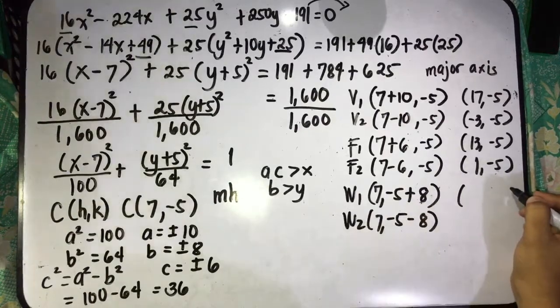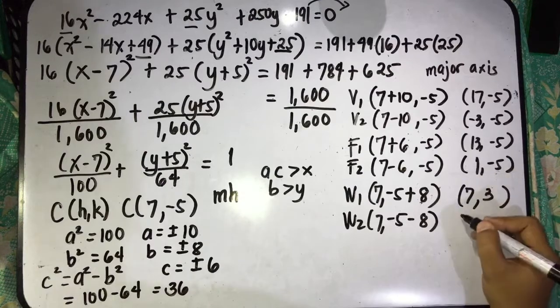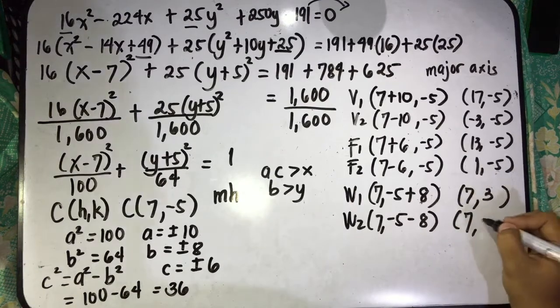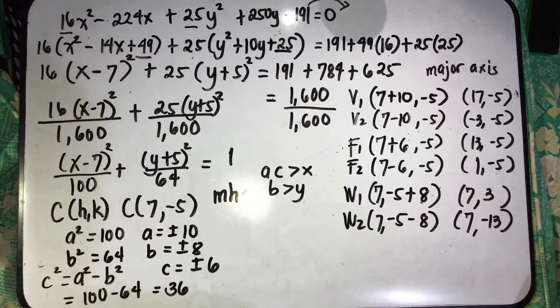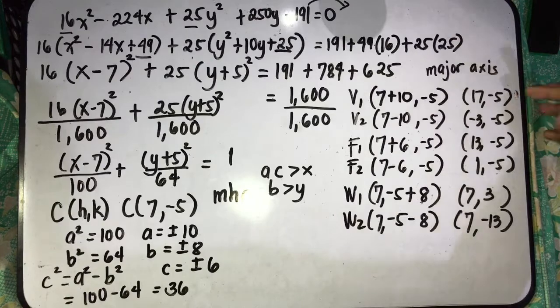So, where is the location of W1? W1 should be located at 7 and positive 3. And the other location is 7, negative 5 minus 8, and that is negative 13. So, these will be the coordinates of V1, V2, F1, F2, W1, W2.